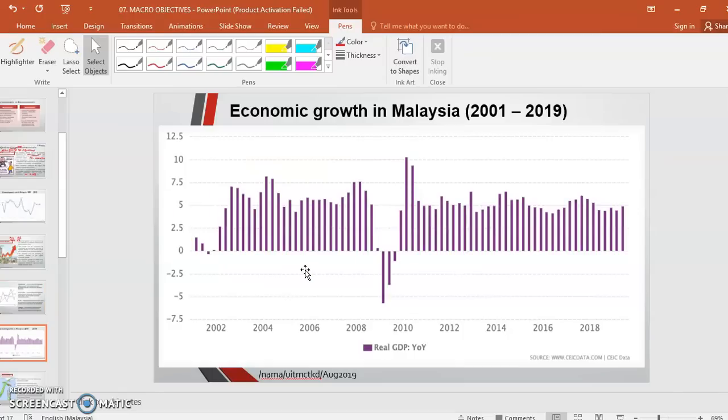Okay, this is the economic growth in Malaysia. Okay, so performance negara kita macam ni lah. Okay, paling teruk 2008, 2010. Okay, masa ni ramai menganggur lah.